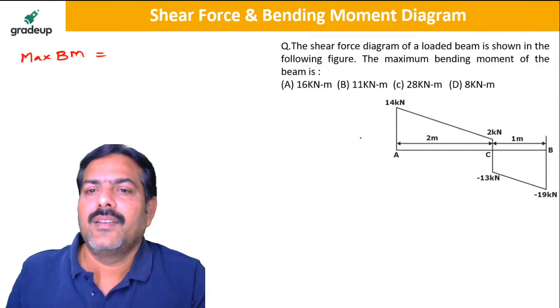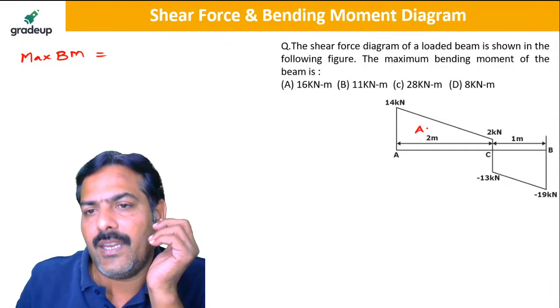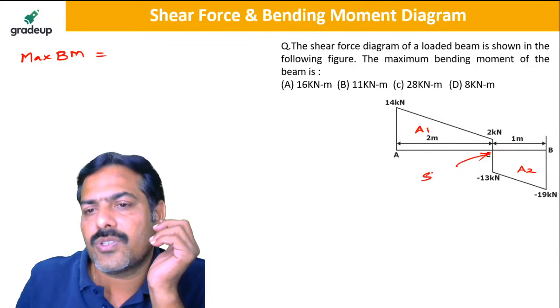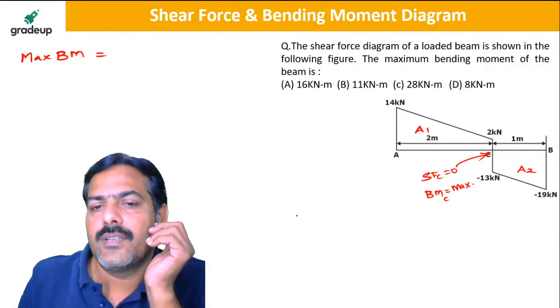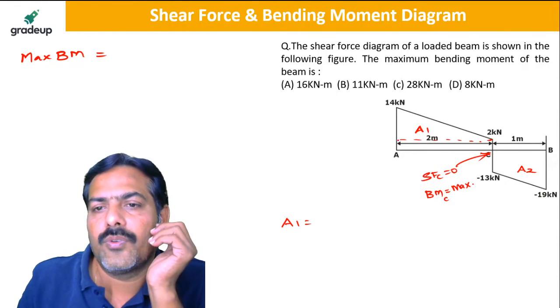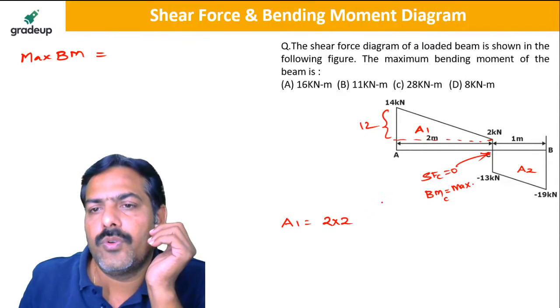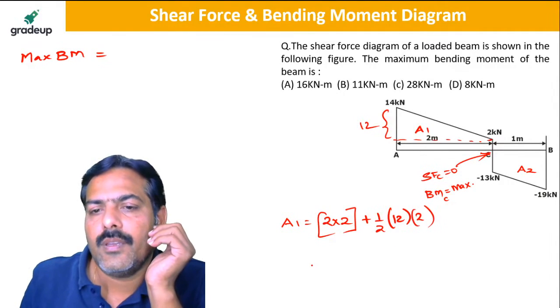Right. So my dear friends, you take either area A1 or A2 to get the answer. Shear force at C is equal to 0, so the bending moment at C is maximum. Area A1 is equal to, up to this it is 2 and this distance is 12, so it will be 2 into 2 plus half into 12 into 2. So it comes out to be 16 kilonewton meter.